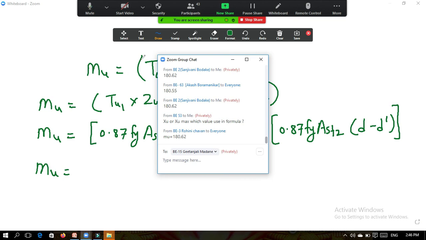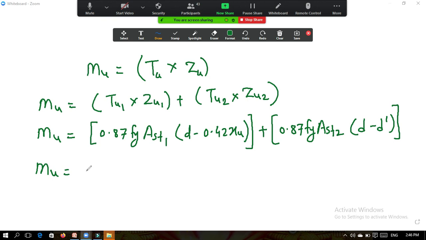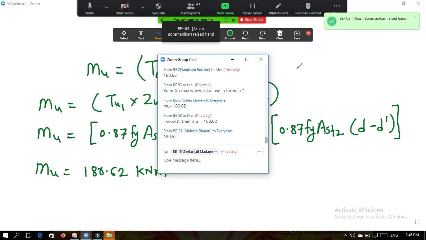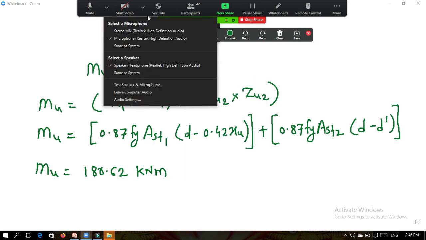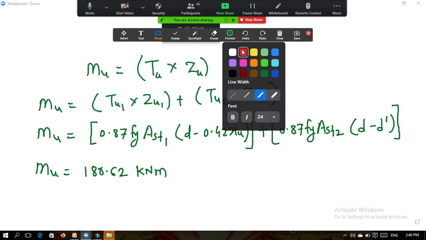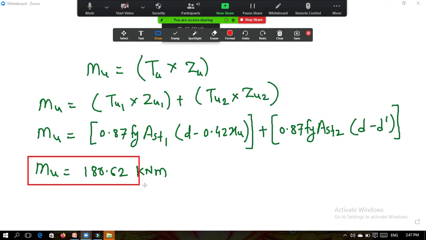It is 180.62. 180.62. 2-3 persons are saying this answer. Please confirm this answer. Okay, roll number 53. So I have written the answer. I hope that answer is correct. You will get the same answer. Okay, from viewers only I have taken that answer. So this is the answer.